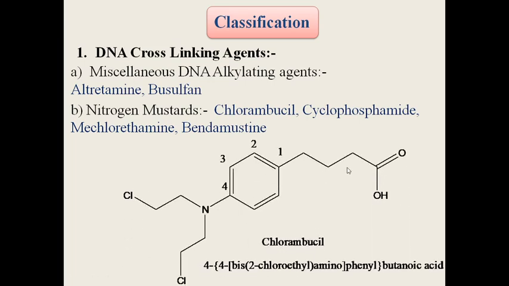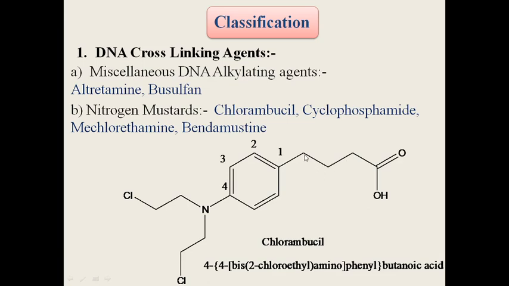First here chlorambucil. Let's look at its IUPAC name first. 4-[4-[bis(2-chloroethyl)amino]phenyl]butanoic acid. Now look at butanoic acid where it is. This is carbon 1, this is 2, this is 3 and this is 4. Okay, this is butanoic acid. 1 it will be formic acid, 2 it will be acetic acid, 3 it will be propanoic acid, and 4th it will be butanoic acid.